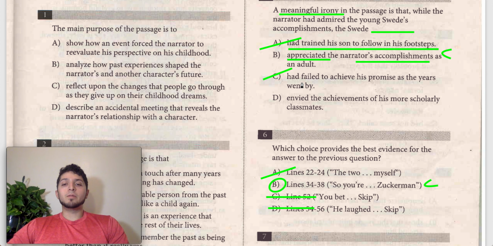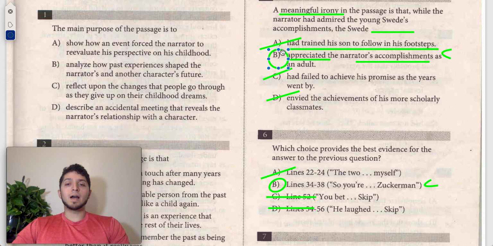Then we have D, which says that the Swede envied the achievements of his more scholarly classmates. This doesn't really match any of the text that we have, and it doesn't match anything in the passage where we show the Swede envying or feeling regret that he wasn't as scholarly as some of the other students that they went to high school with. So that's not a good answer choice either. We should eliminate D, and that's going to leave us with answer choice B for question 5 and answer choice B for question 6.